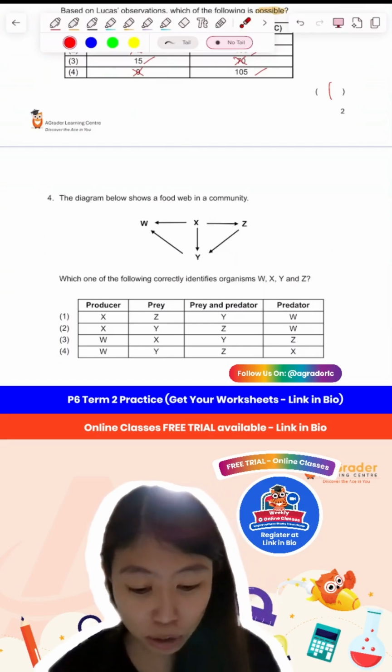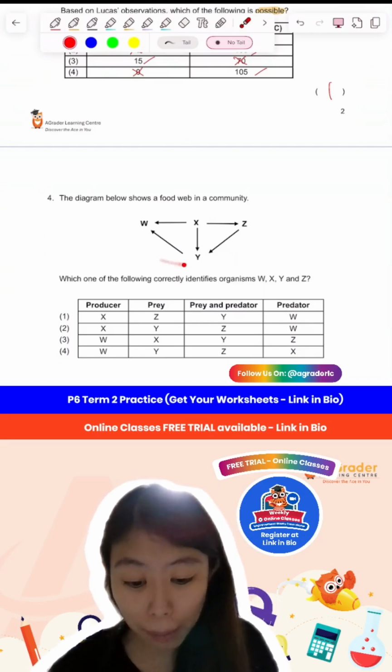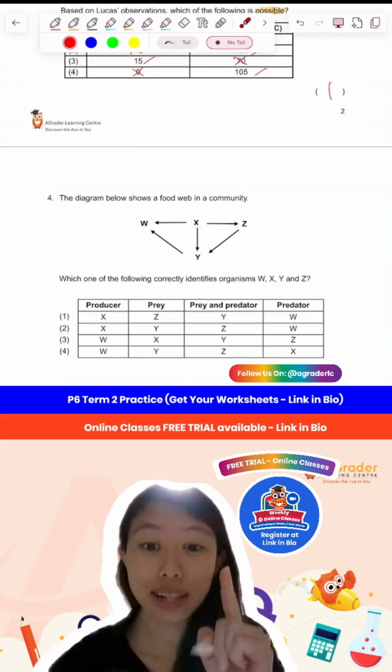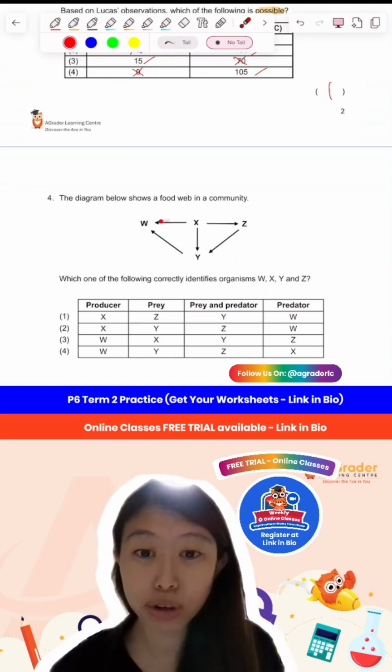So the diagram below shows a food web. This is actually called a food web, whereby there are many organisms connected to each other. Okay, let me just explain. The arrow, those of you who are new, the arrow means is eaten by.